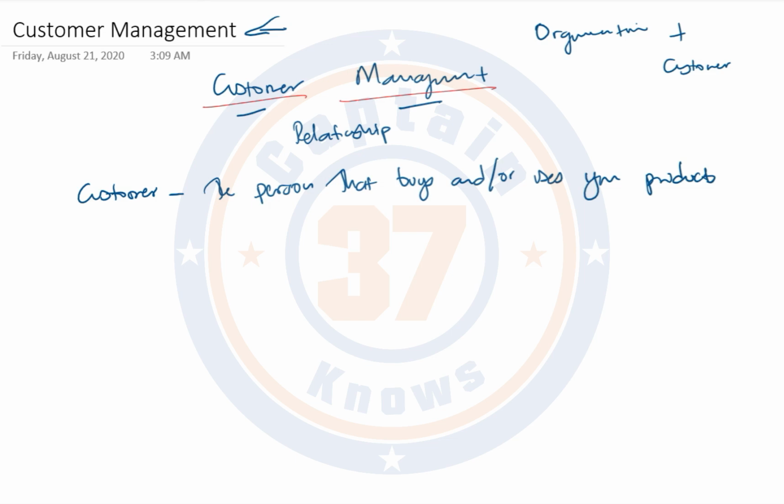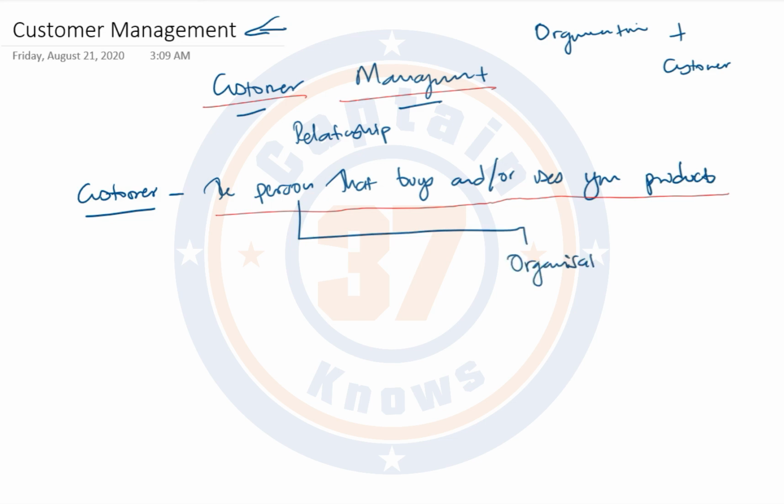So it's important then to know who is this particular person that's buying from us. Why are they buying from us? What is it that they use our products for? So the starting point is to appreciate that the customer is the person that buys and or uses your products. This particular person can fall under two categories. It can be an organization, or it can be an individual.